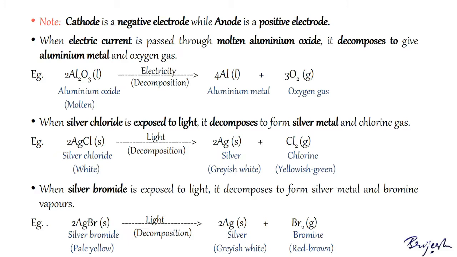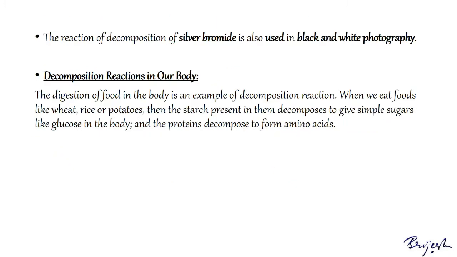Silver bromide also behaves in the same way as silver chloride with light energy. Thus, when silver bromide is exposed to light, it decomposes to form silver metal and bromine vapors. In this reaction, the pale yellow color of silver bromide changes to greenish white due to the formation of silver metal. The decomposition of silver bromide is caused by light. The light may be sunlight or bulb light. This reaction is also used in black and white photography.